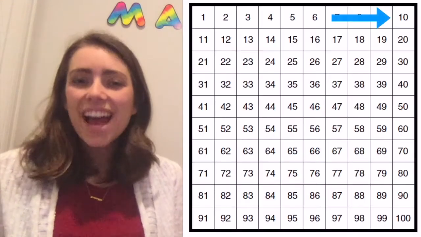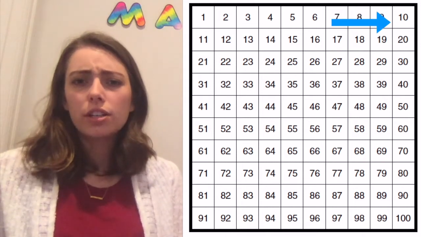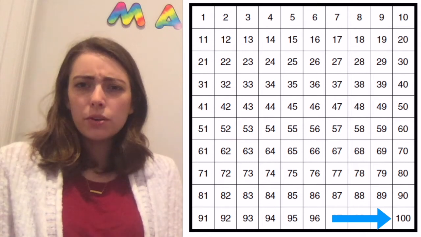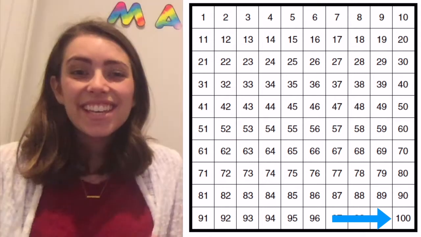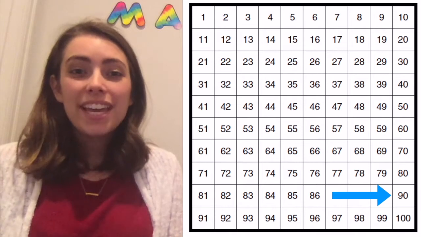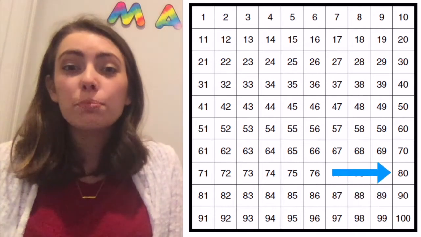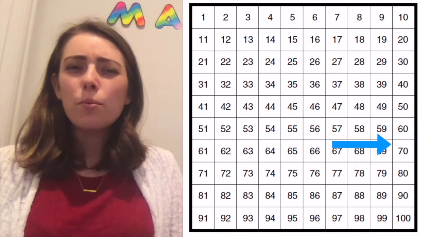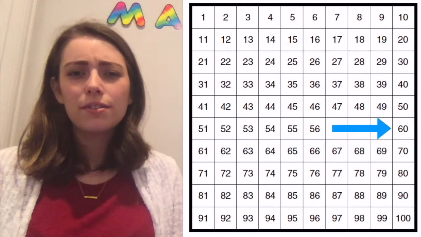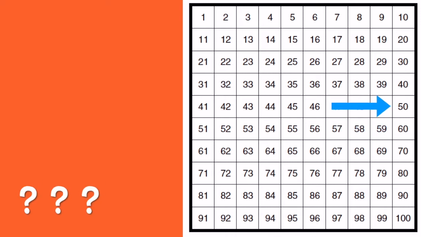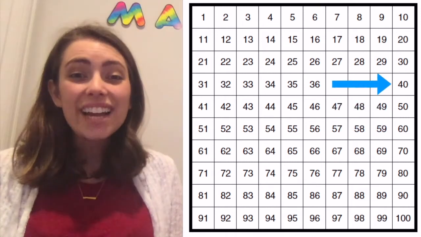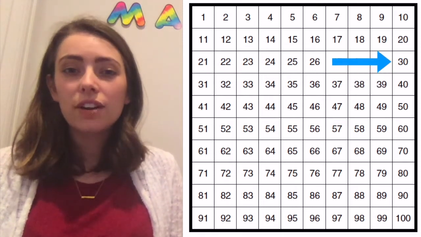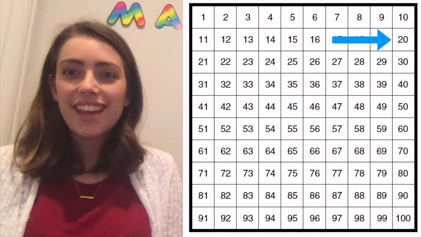We know that when we add tens, we move down on our chart. But what happens when we subtract tens? Which way do we move? Yes, we move up. Each time we subtract a group of 10, we move up a row. And why do you think that we do that? Correct, because each time you move up on a 100 chart, you are subtracting 10.